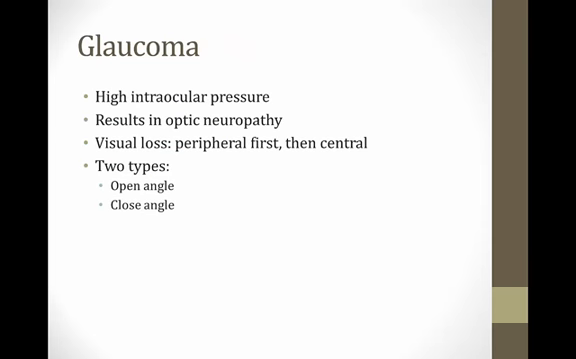So when patients have high intraocular pressure, we call that glaucoma. And the reason it's bad is because it results in optic neuropathy. Over time, it will destroy the optic nerve and patients will go blind. And it's high yield to know that the pattern of visual loss in glaucoma is peripheral vision first, followed by central vision last. And there are two types of glaucoma, open angle and closed angle, and you need to know the difference.